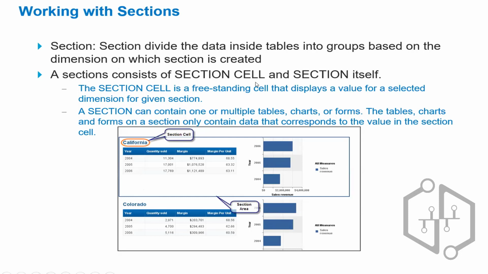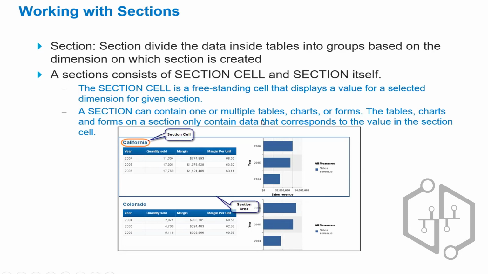A section consists of a section cell and the section itself. In this table, you can see one blue rectangle. This total is called one section, one part. The section cell is where California is highlighted. In a section cell we can put anything. Here it is just a state name, but if you want to add a formula, we can mention that here too.